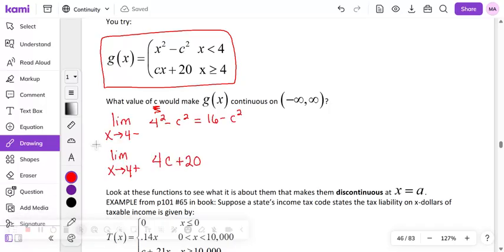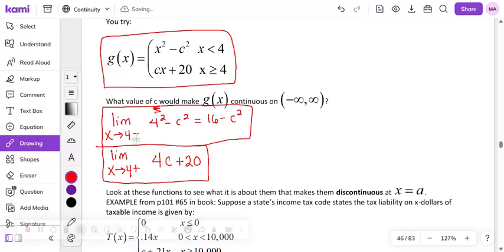So I kind of skipped over this part before, but what we're really doing is the left-sided and right-sided limits. Okay, so that's what I have here. The limit as x approaches 4 from the left, so that's what we're doing when we're substituting the 4 in here. And then the right-sided limit, we're substituting the 4 in here. So now we need the left-sided limit and the right-sided limit to equal each other, which is why we will set 16 minus c squared equal to 4c plus 20. Now, hopefully you notice this is a second degree, so we're going to have to set everything equal to 0.